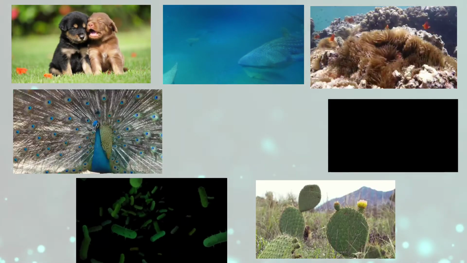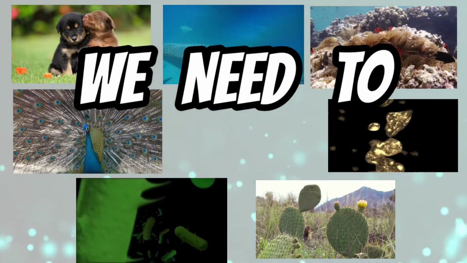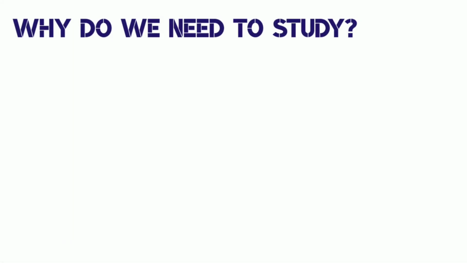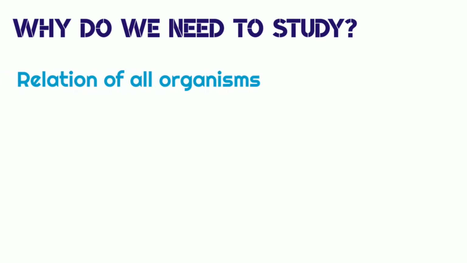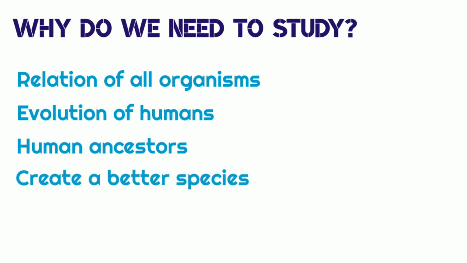Now you'll definitely know that there are millions and billions of kinds of organisms, and we need to study them. And if you ask why we need to study them, there are probably more than one answer. For example, we need to know how each and every organism is connected to the others, and we also need to know how humans evolved, how we are connected to our ancestors, and who our ancestors actually are. And some people believe that we need to study other organisms in order to make a better version of them. Let me give you an example.